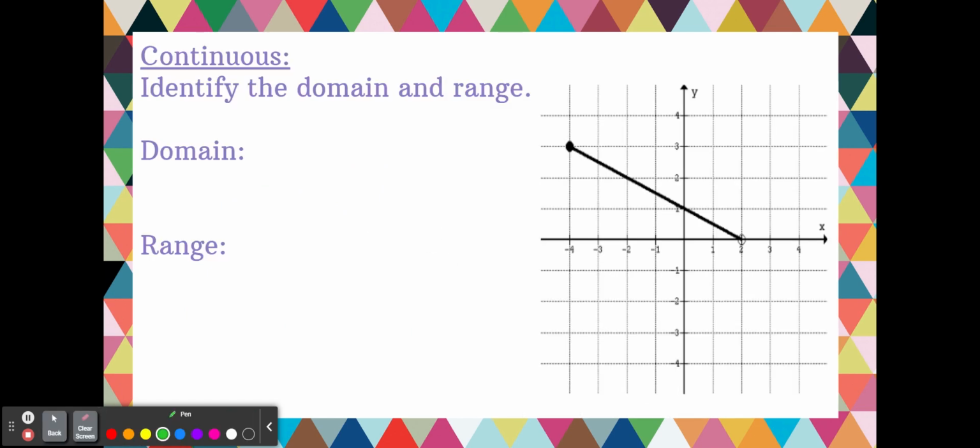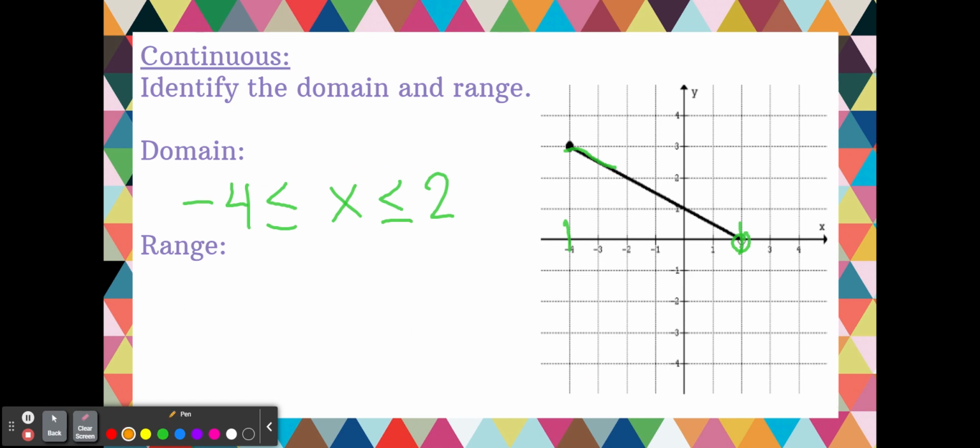Okay, try the next one. Domain, highest and lowest. So the lowest is -4. Remember, you always go least to greatest. 2 is the highest, so all of the x's are in between there. So they are all bigger than -4 or equal to, but they're not equal to +2. They're all smaller than 2.